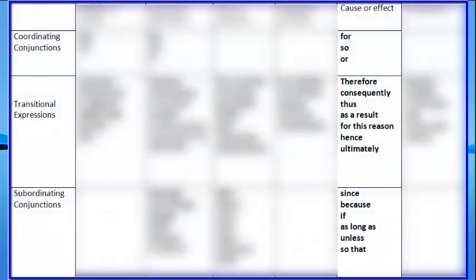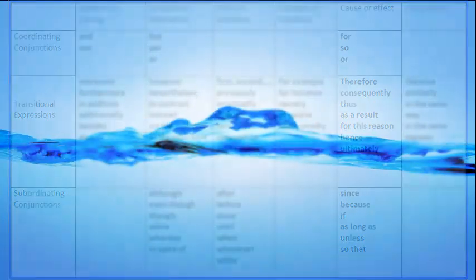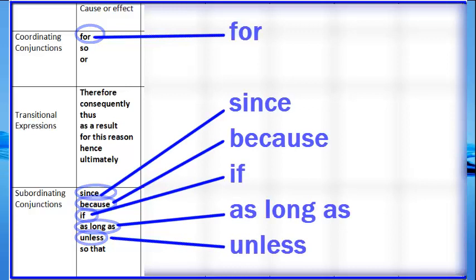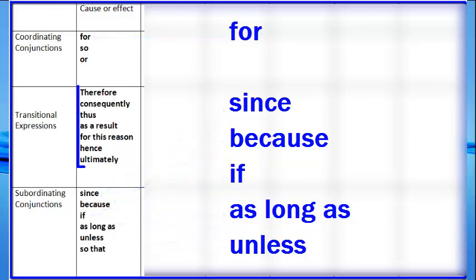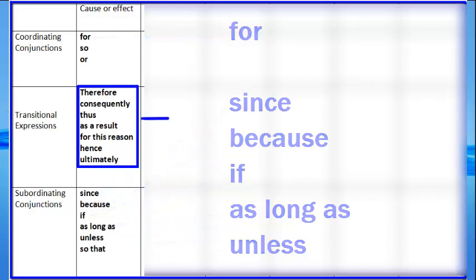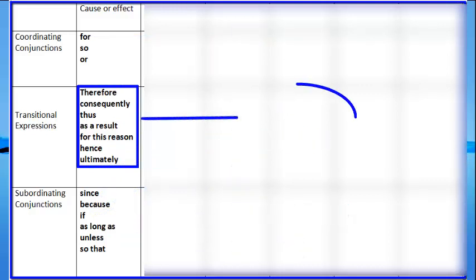Finally, let's look at coordinating conjunctions, transitional expressions, and subordinating conjunctions that show cause or effect. First, we will examine words that show cause. For, since, because, if, as long as, unless. You will notice that there are no transitional expressions that show cause.